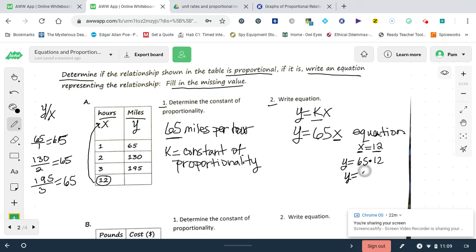And 780 what? Well, in 12 hours, you can go 780, and it's in the miles column. 780 miles. Remember, your y variable represents miles anyway. All right, and make sure you attach meaning to it. So don't just put 780, put 780 miles. So now it says determine if the relationship shown in the table is proportional. I need to put this down here. Yes, it is proportional.